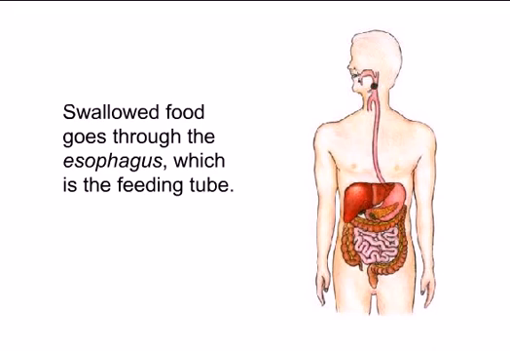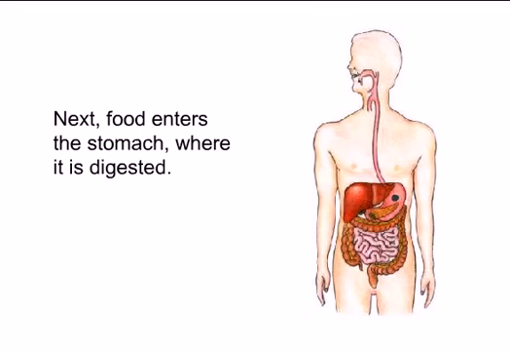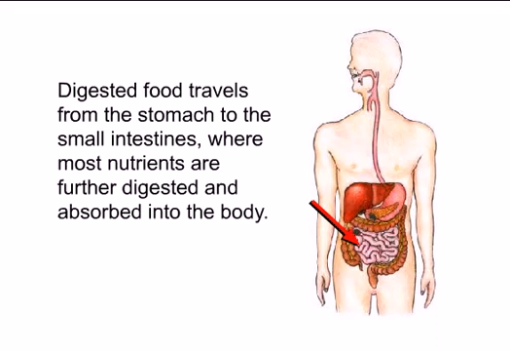Swallowed food goes through the esophagus, which is the feeding tube. Next, food enters the stomach, where it is digested. Digested food travels from the stomach to the small intestines, where most nutrients are further digested and absorbed into the body.